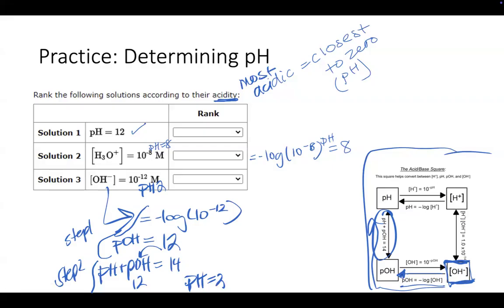Okay, so most acidic, closest to 0. So the most acidic is pH of 2, right? That's of our 3 solutions, that's the closest to 0. All right. Least acidic is going to be closest to 14. So that 12. And then I can't remember what the actual drop down says, but intermediate, maybe. All right. So that is determining acidity or pH.